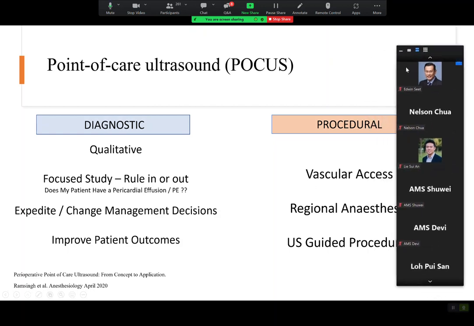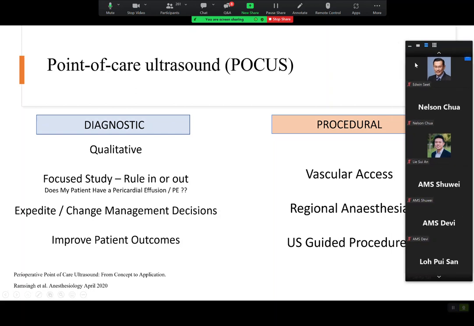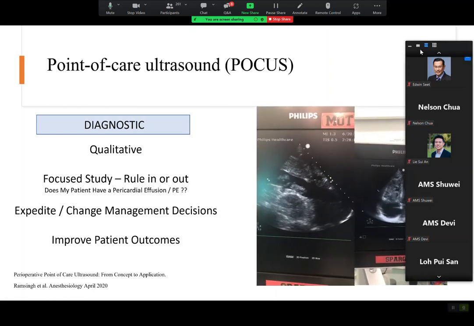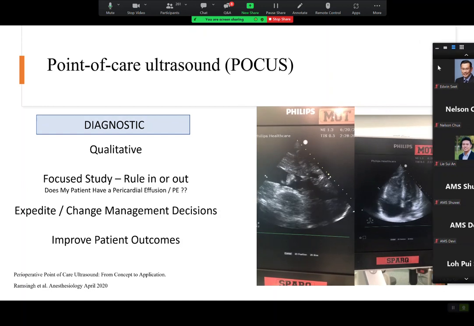So what is point-of-care ultrasound? It's essentially an ultrasound examination performed at the bedside by the treating clinician. It's usually a quick examination performed as a focus study, either to rule in or rule out pathology, and it can quite often expedite or change management decisions.